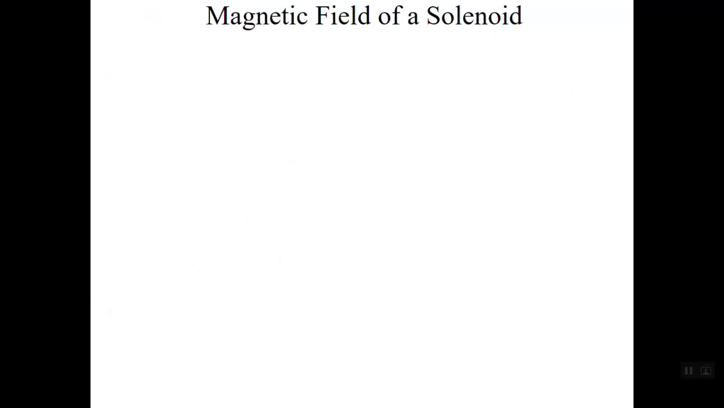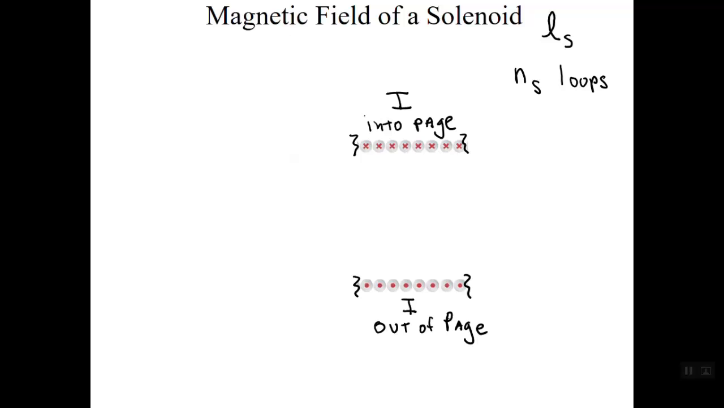The geometry of a solenoid has an important impact on the magnetic field produced by a solenoid, so let's discuss that. Let's consider a long solenoid of which we only show a small portion of the total length. Let's consider the total length of the solenoid to be L sub s and that the solenoid has a total number of loops N sub s. Let's consider here that we will apply a current I as shown.